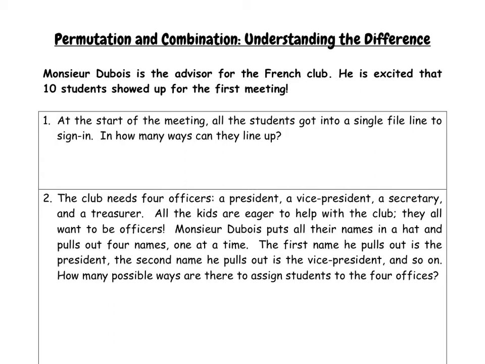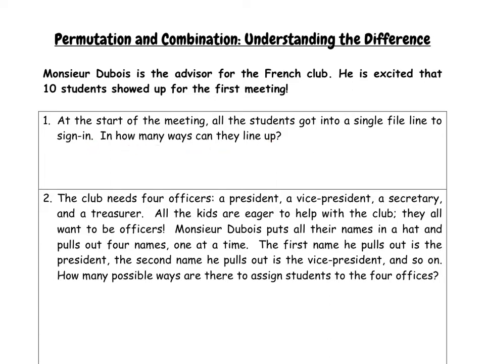So I want to make sure we understand the difference between a permutation and a combination. So let's look at this situation about the French Club. Monsieur Dubois is the advisor of the French Club. He is excited that 10 students showed up for the first meeting. Here's our first question. At the start of the meeting, all the students got into a single file line to sign in. In how many ways can they line up?